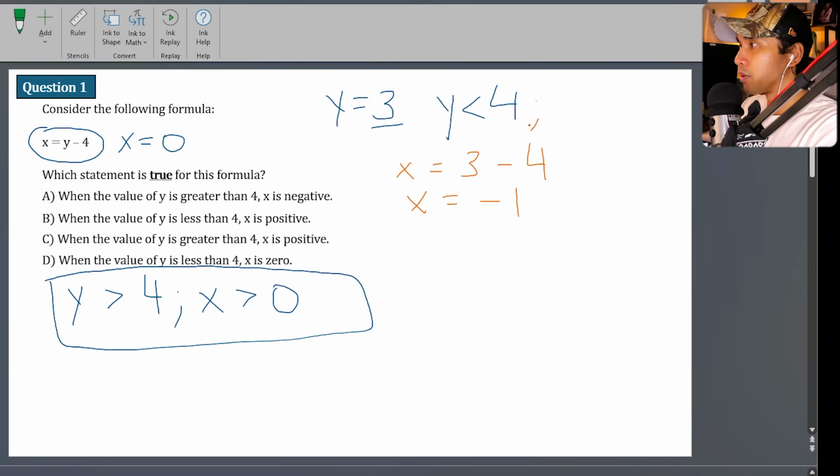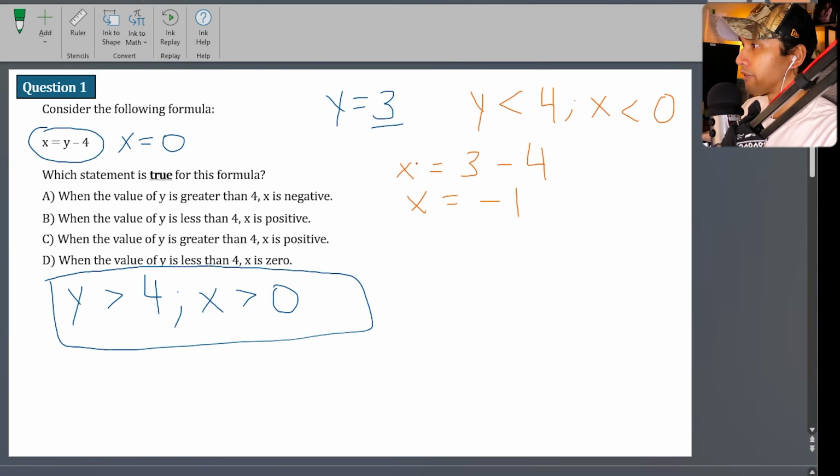So what do we do with our statement here? I'm going to change this to orange. Y values less than 4, then we get x negative, right? X is negative.